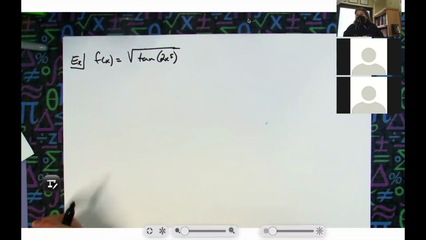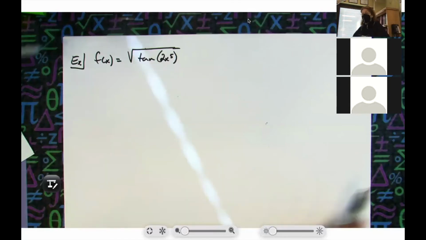So hopefully you can kind of get a feel for this before you even start. Do I have three functions here? What's the most outside function? X to the 1/2 or the square root. All right, what's the middle function? The tangent. And what's the most inside part? 2x to the 5th. Okay, so that tells you you're going to do chain more than once.